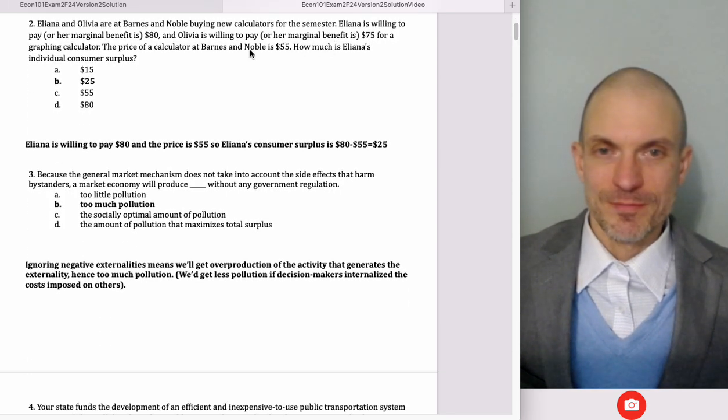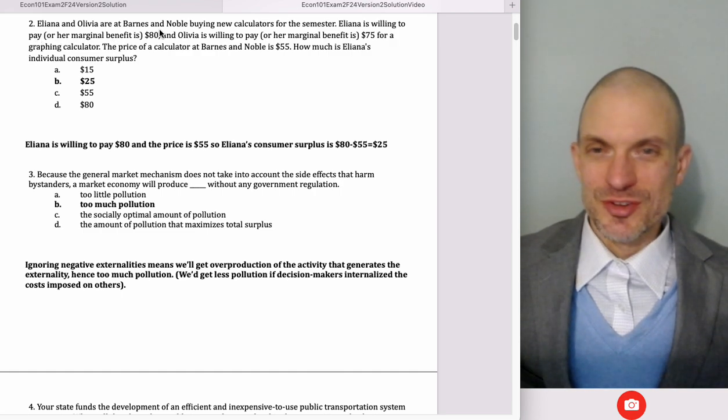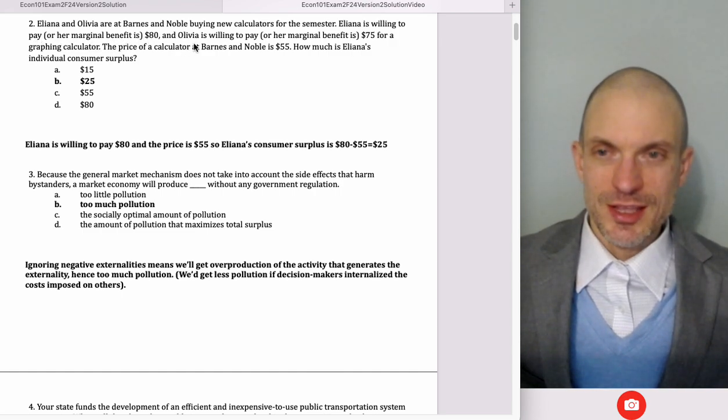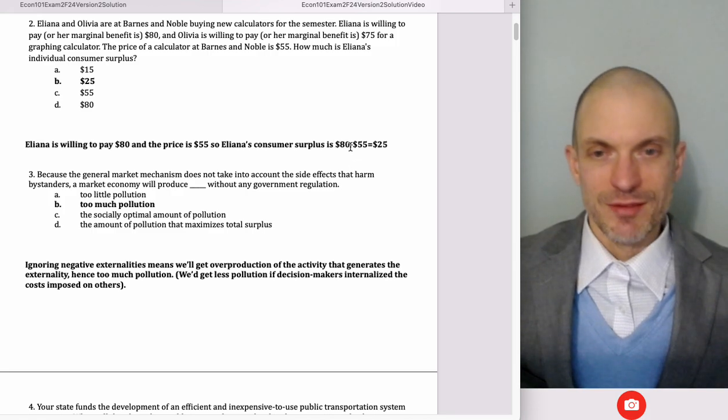All right, so the second one. Eliana and Olivia are at Barnes & Noble buying new calculators for the semester. Let's see, E is willing to pay, or marginal benefit is 80. Olivia is willing to pay, marginal benefit is 75. Price of the calculator is 55. What's E's individual consumer surplus? Oh, it's just 25. So it's marginal benefit, or willingness to pay, minus the price.